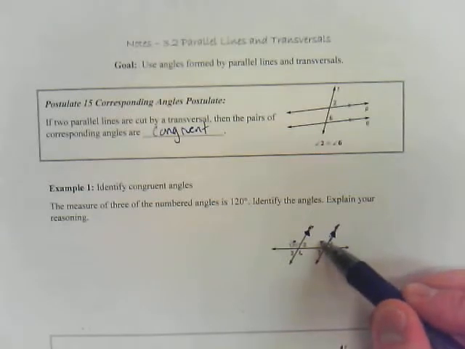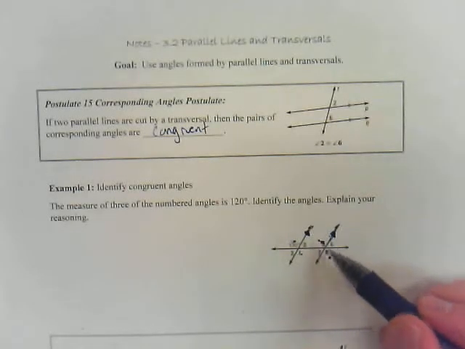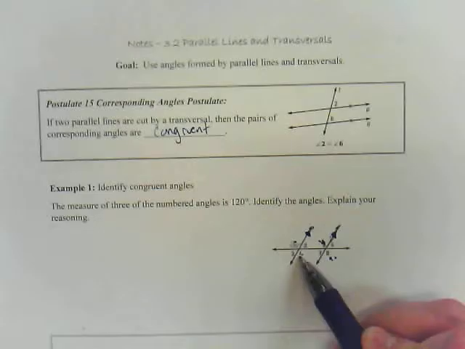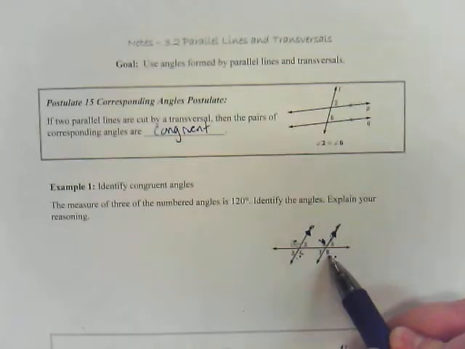Well, if we know that this angle is 120, then this angle, angle 8, also has to be 120 because, well, we could look at it 2 ways. It's vertical to this angle, so since these 2 angles are vertical angles, they must be congruent. Or we already found that angle 4 has to be 120 degrees, and angles 4 and 8 are corresponding angles as well, so they have to be congruent as well.